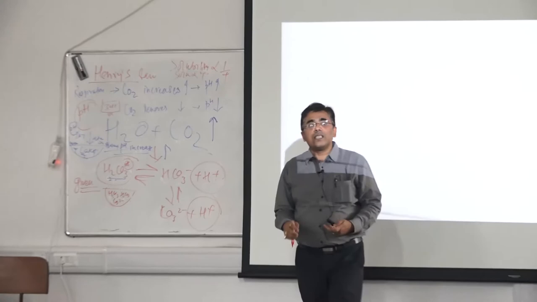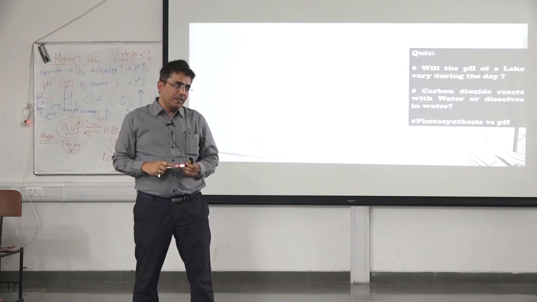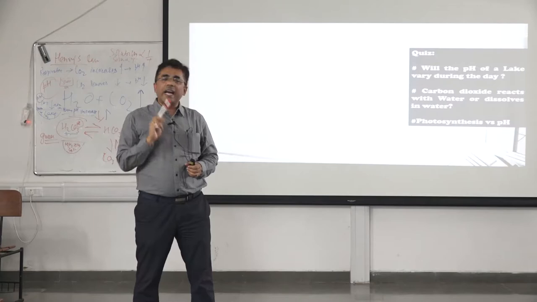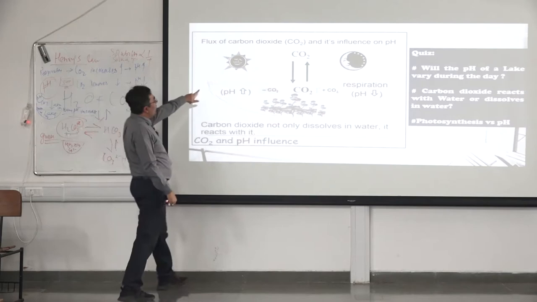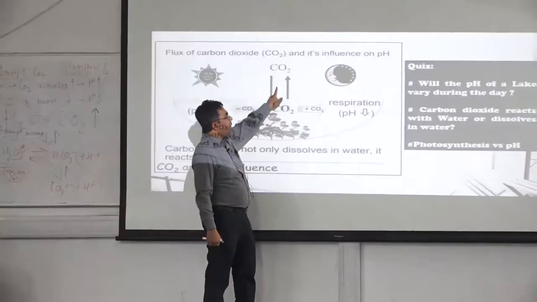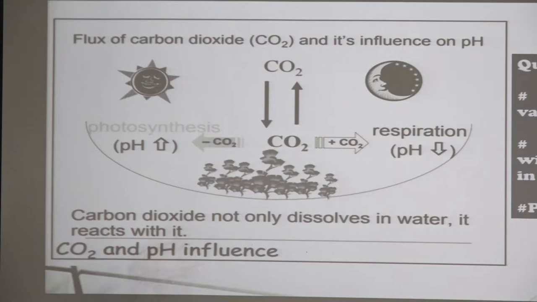Photosynthesis will increase the pH or decrease the pH? Increase. Try not to forget it. I challenge you. The last day I will come and ask you whether photosynthesis makes the pH more or less. Try not to forget it. So that is the lake system that I already told you. With photosynthesis, pH will be higher because CO2 is being consumed. When respiration occurs, CO2 will be added and this will decrease the pH, right? So this is the flux of carbon dioxide and its influence on pH, okay?